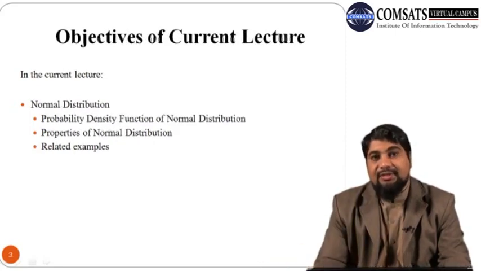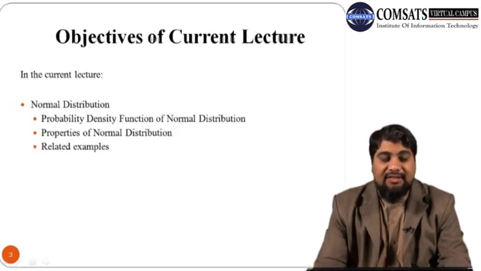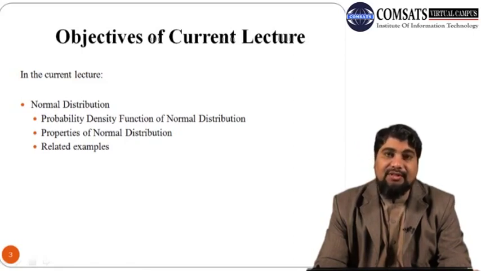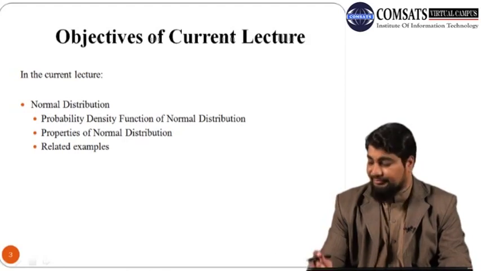So let us discuss the objectives of the current lecture. In the current lecture we will discuss one very important distribution for the continuous random variable. It is the normal distribution, and we will discuss its probability density function and some of its very important properties, and we will try to cover related examples as well. So let's start.